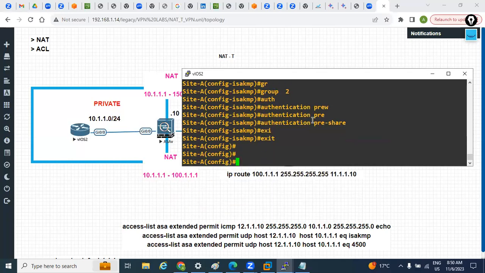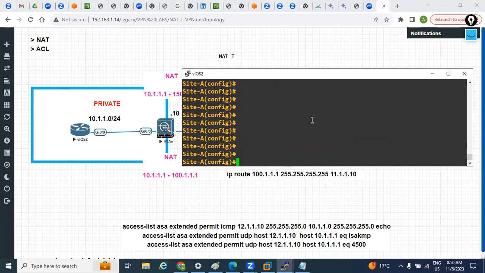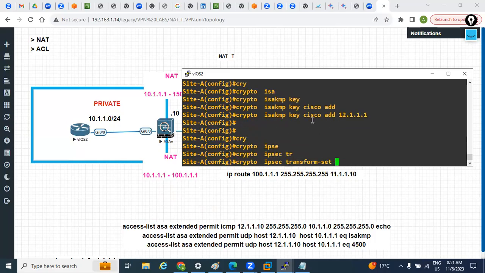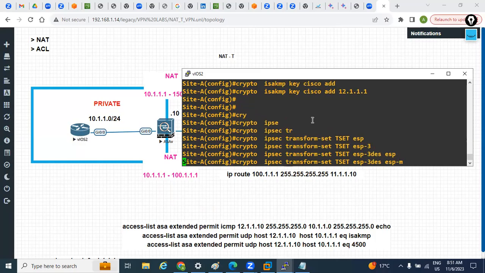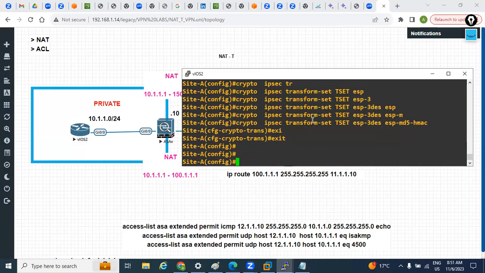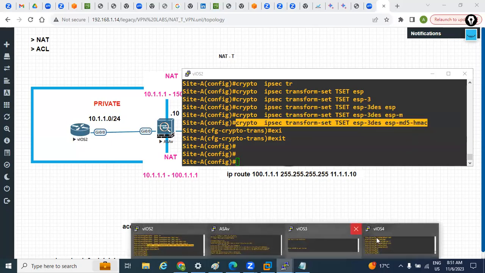Now, after that, we have to configure the key here. Crypto isakmp key. The key I'm going to use is cisco. Address is 12.1.1.1. Okay. Crypto ipsec transform-set tset esp-3des esp-md5. Exit. Okay, so this is a ditto copy and paste. Let me copy and paste it on the other side.